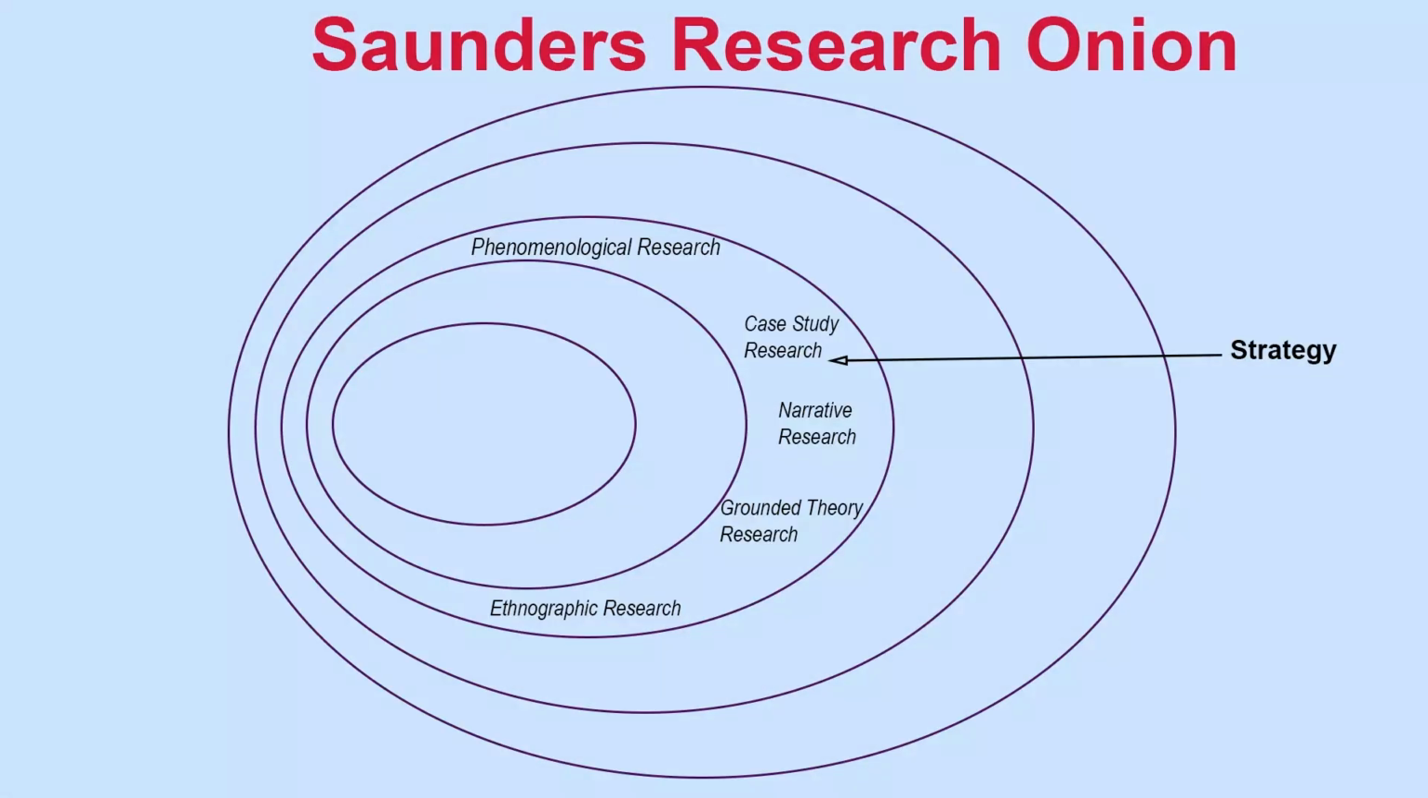The third layer that we consider when using the Saunders research onion to organize our methodology chapter is research strategy.